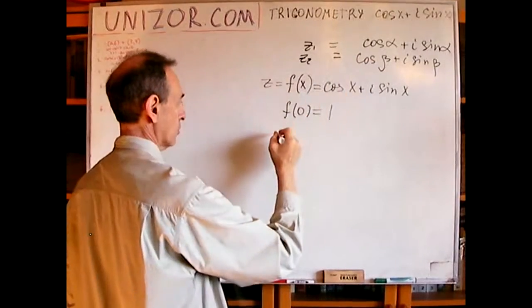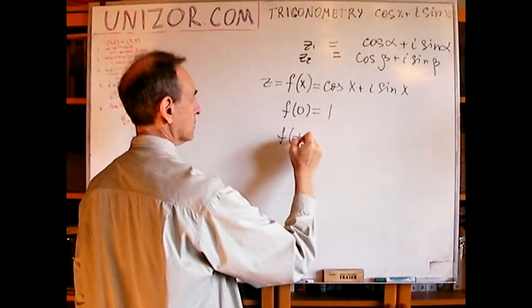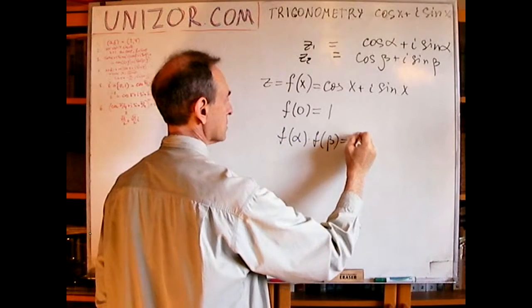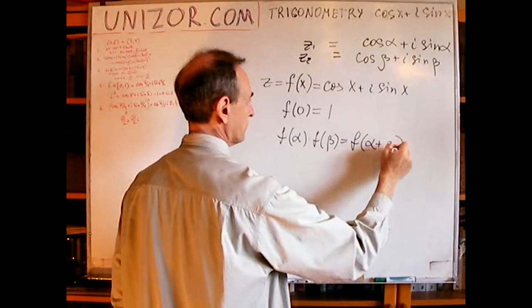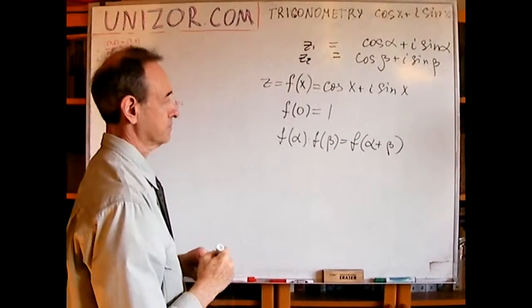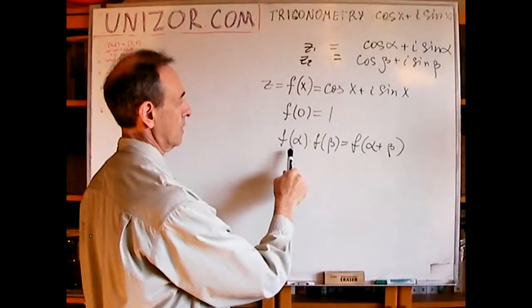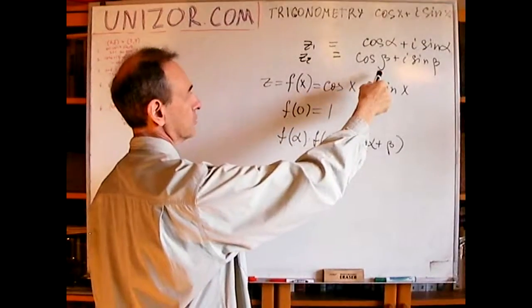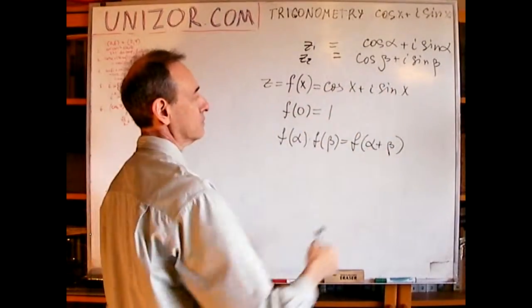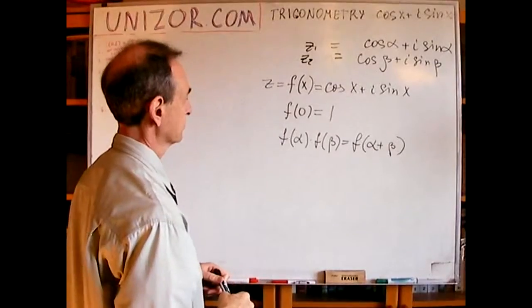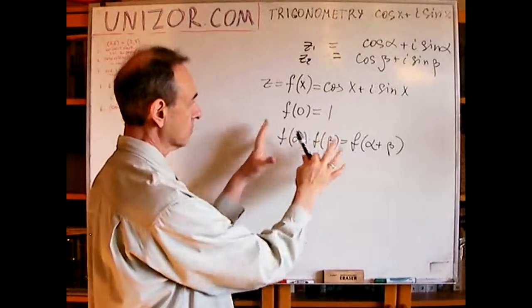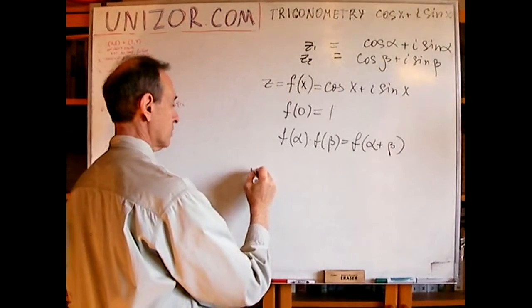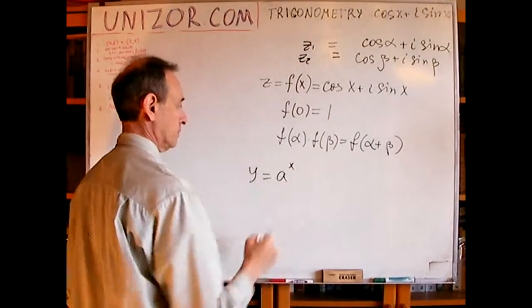What I have also proved right now: f of alpha times f of beta equals f of alpha plus beta, right? If I multiply these two, I get also cosine of alpha plus beta plus i sine of alpha plus beta. I just proved it, right? So, in this particular notation, does it remind you of anything? Well, remember the exponential function?